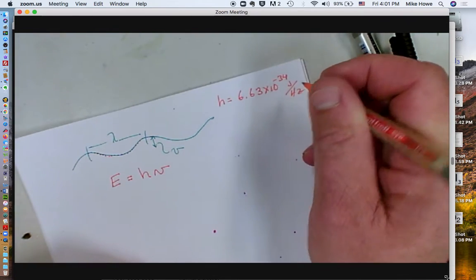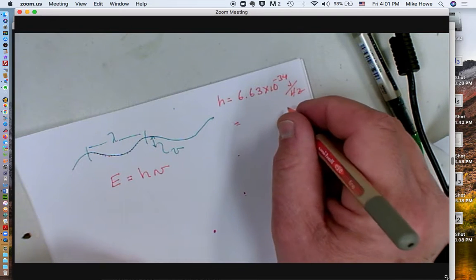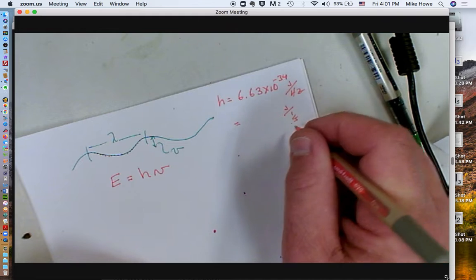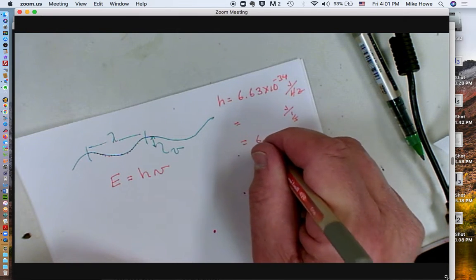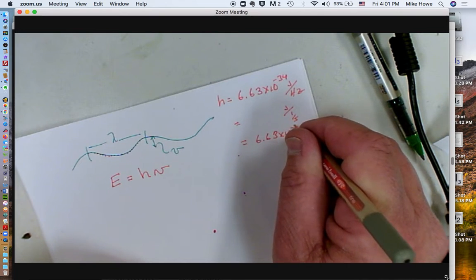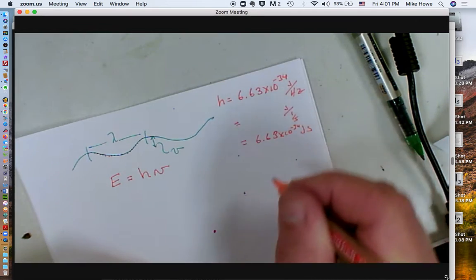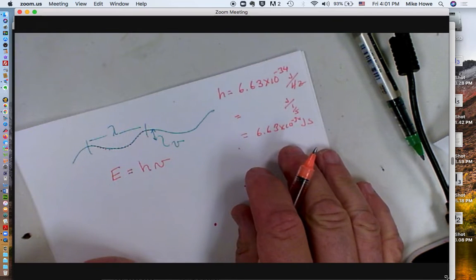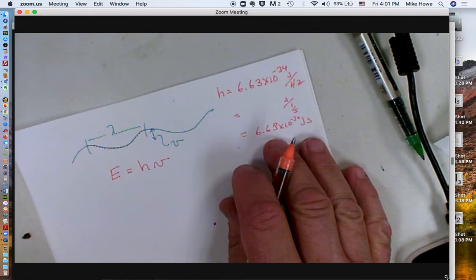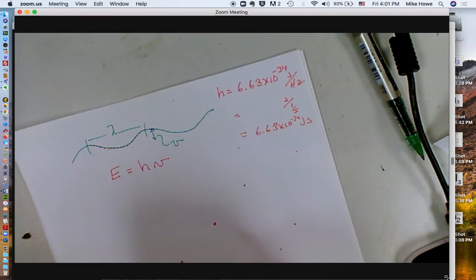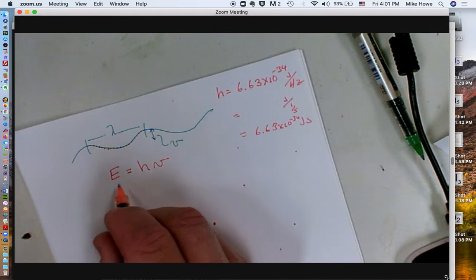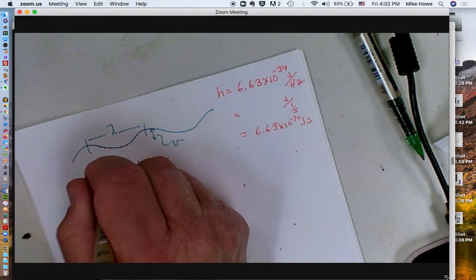joules per hertz. Now, of course, since a joule per hertz really means a joule per 1 over seconds, sometimes you'll see Planck's constant written as 6.63 times 10 to the negative 34th joule seconds. So that makes sense if you see it. We didn't talk about that in class yesterday, but it's viable to use joule seconds instead of joules per hertz. All right, so that's the first equation, and this treats light as a particle.